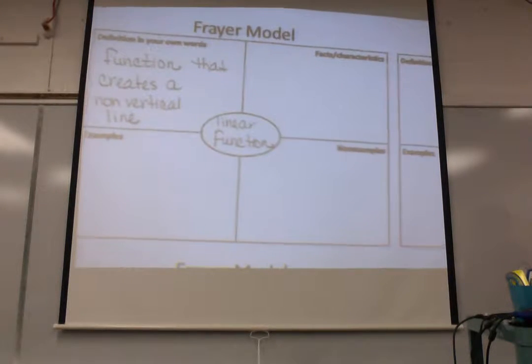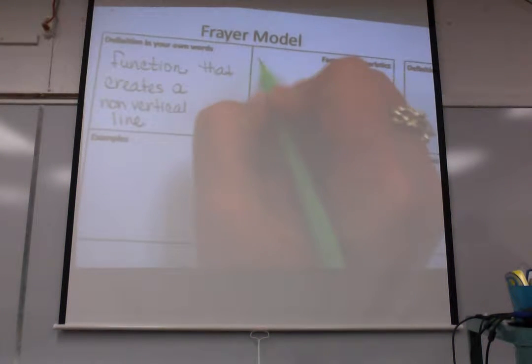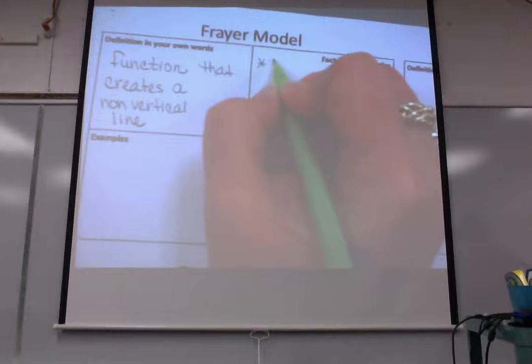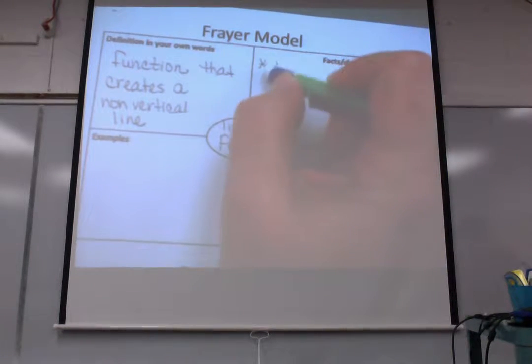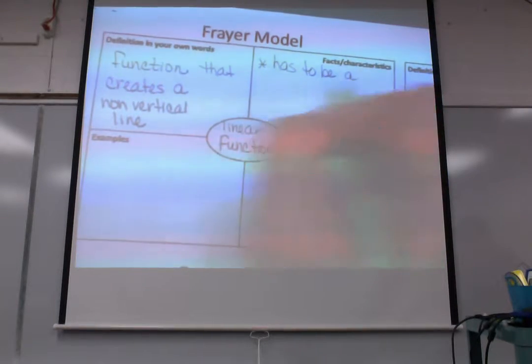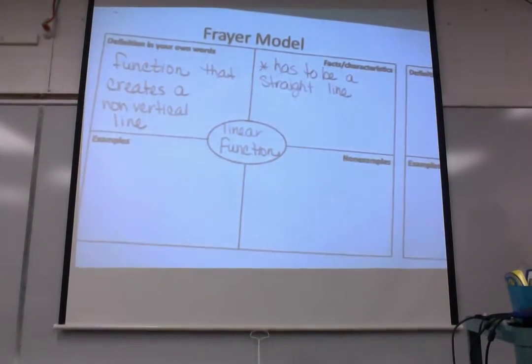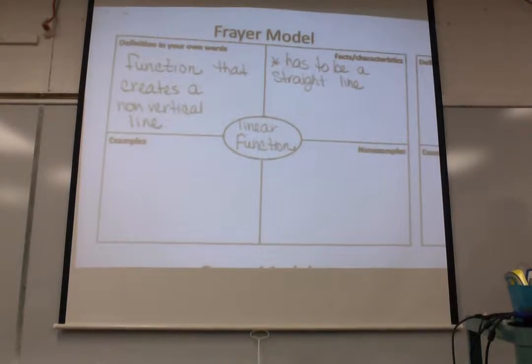Okay? Did anybody find any facts or characteristics that were important about a linear function? Go ahead. It has to have a straight line. Okay. I just said it can't be curved. So I just heard somebody else say that it can't be curved, so it can't have any bends in it, can't have any jags in it. It has to be just always a straight line. Yep. So however you put that in your facts or characteristics, that's fine.